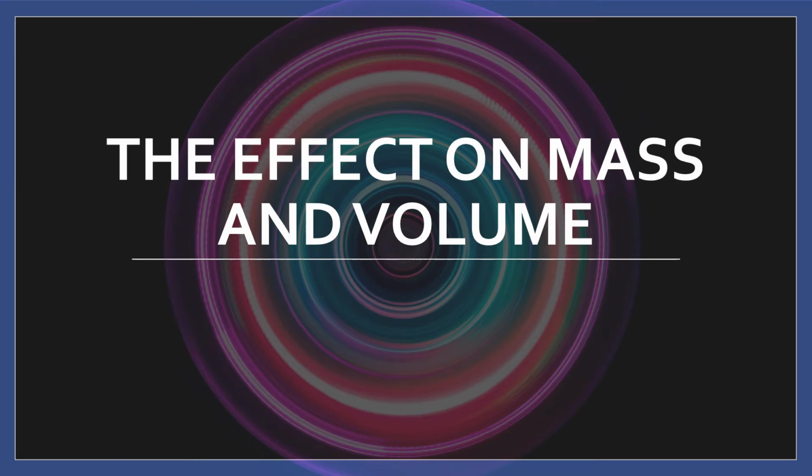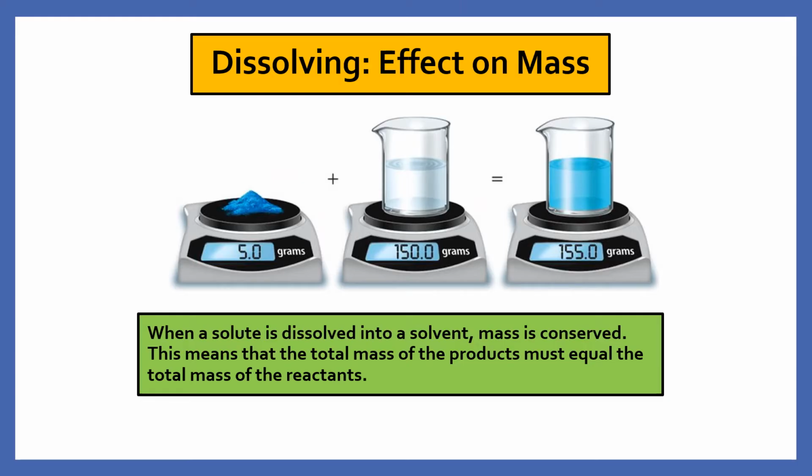Okay, so let's have a look at the effect of mass and volume when dissolving together. So we'll start with mass then. When a solute is dissolved into a solvent, mass is conserved. Now, conserved is a lovely key word, and what that actually means is that the total mass of the products is equal to the total mass of the reactants.